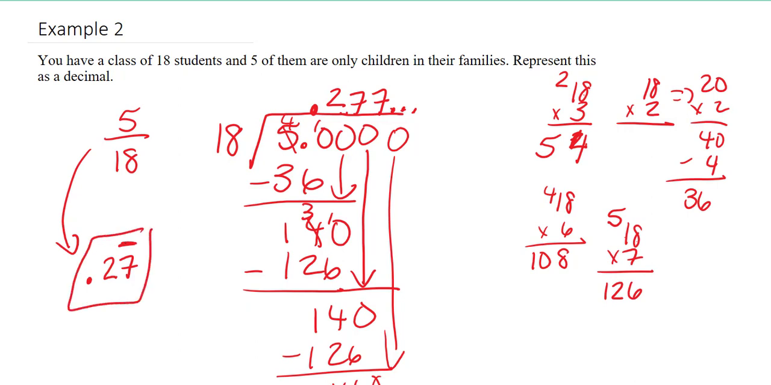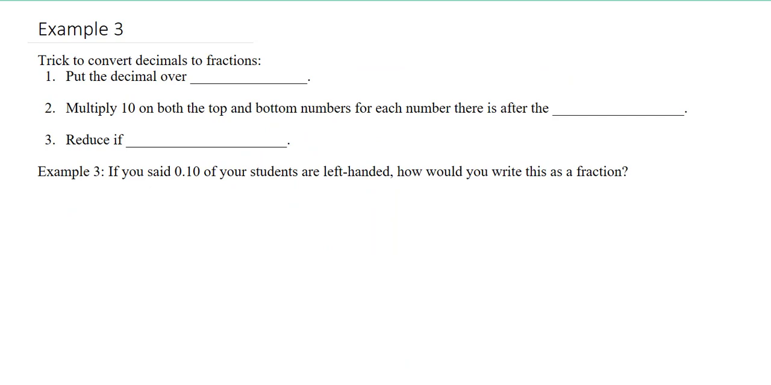So now let's look at another example. But before that, let's go over how we convert decimals to fractions. So we're going to put the decimal over 1. And then we're going to multiply 10 on both the top and the bottom numbers for each number there is after the decimal. And then we're going to reduce if possible.